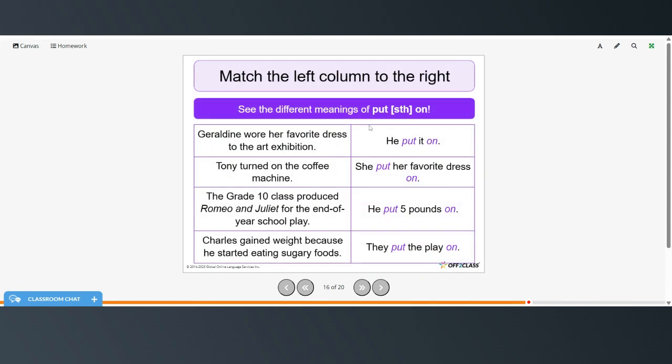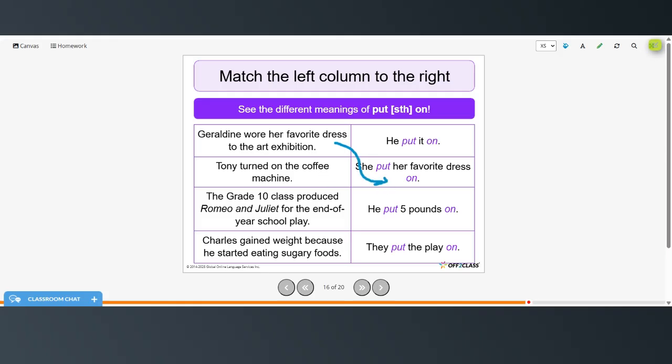So match the left column to the right. And again, you can pause the video, try these on your own, and then restart when you're ready to check your answers. Geraldine wore her favorite dress to the exhibition. She put her favorite dress on.